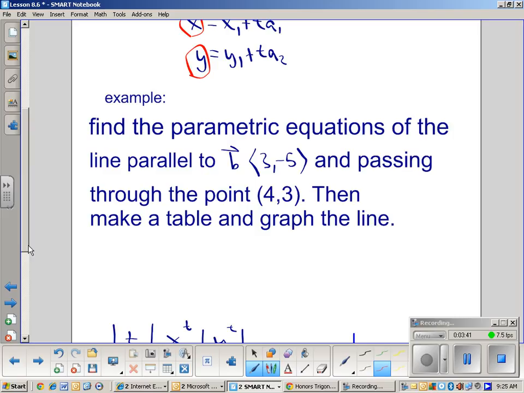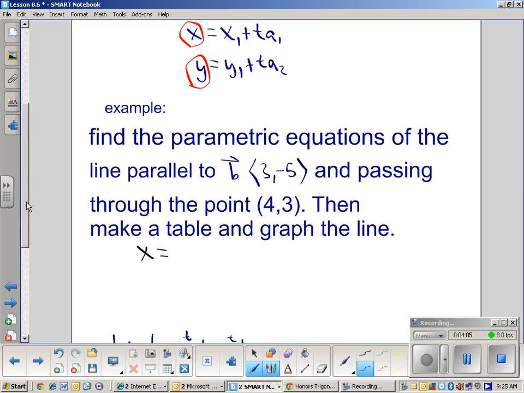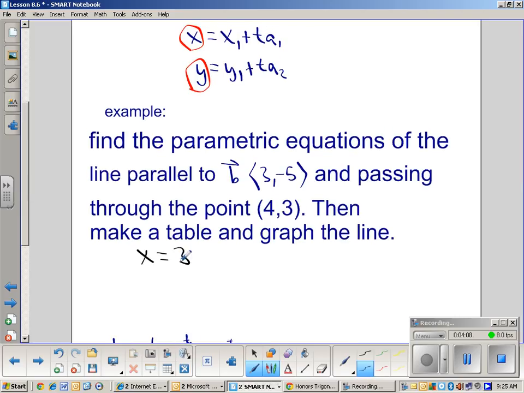So they give me vector B, which is (3, -5), and they give me a point (4, 3) that the line passes through. Make a table and graph the line. So first, let's write the equation. So what's X going to be? 3 plus T 3, which we would normally write this way. Okay? And then what's Y going to equal?